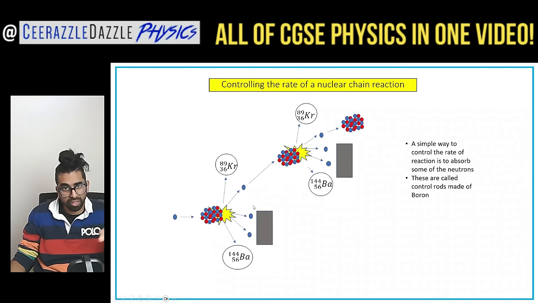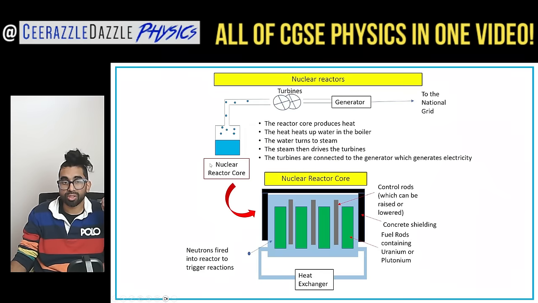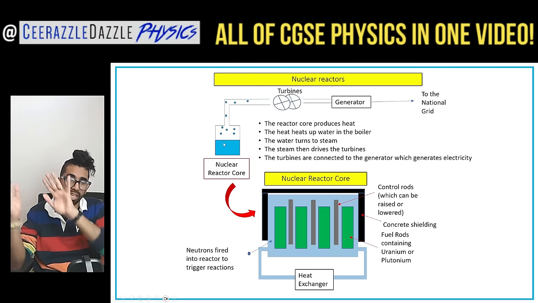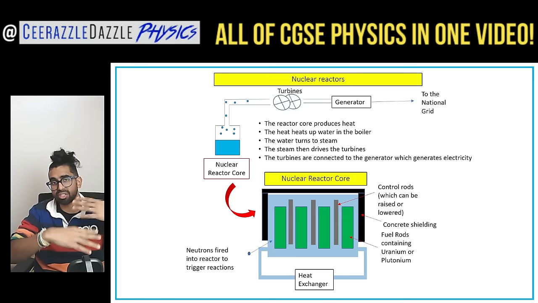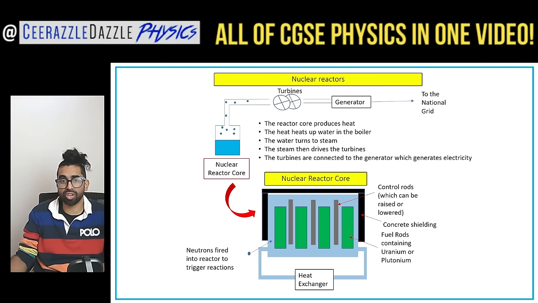Now let's look at all of this within a nuclear reactor. So hopefully you remember that a nuclear reactor core is going to produce energy in the form of heat. It then heats up the water, which turns into steam. The steam then goes through the turbines, which connect to the generator, which creates electricity. So what does a nuclear reactor core look like?